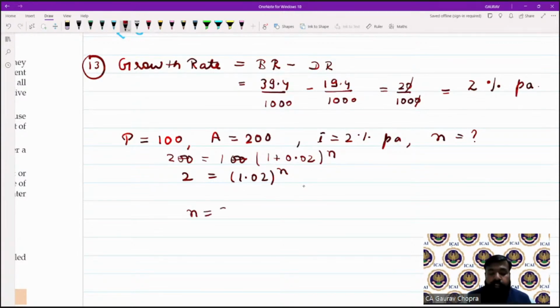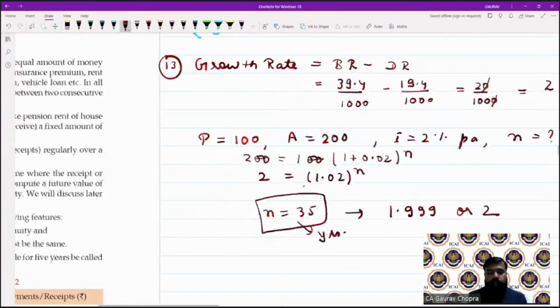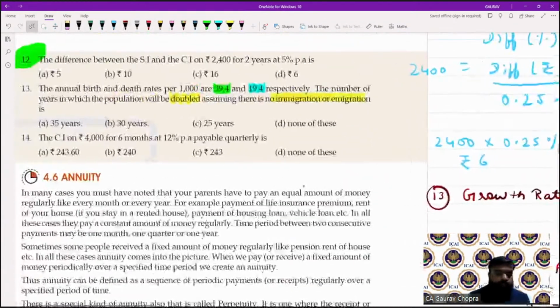When power is taken as 35, we are getting 1.999. It is nothing but 2. So when N is equal to 35, we are getting result as 2. The population is getting doubled. Therefore, it will take 35 years to double the population. So in 35 years, the population will get doubled. So this was question number 13. Option number A, 35 years.